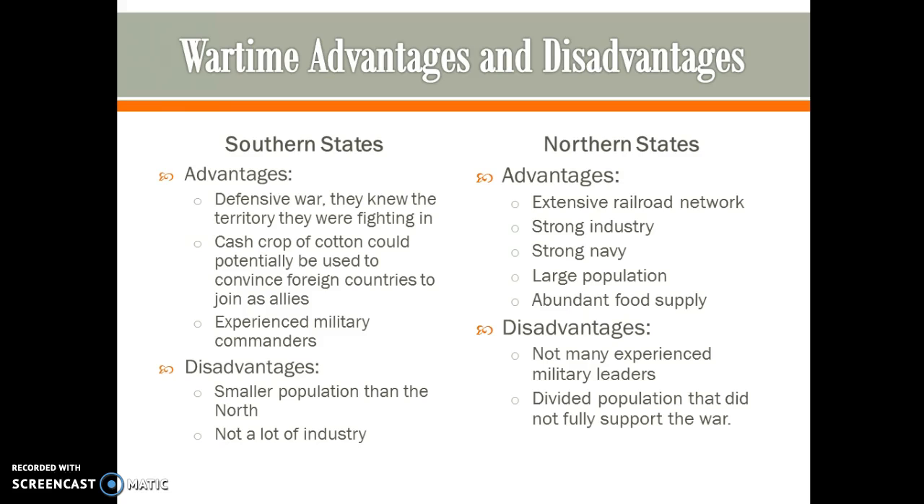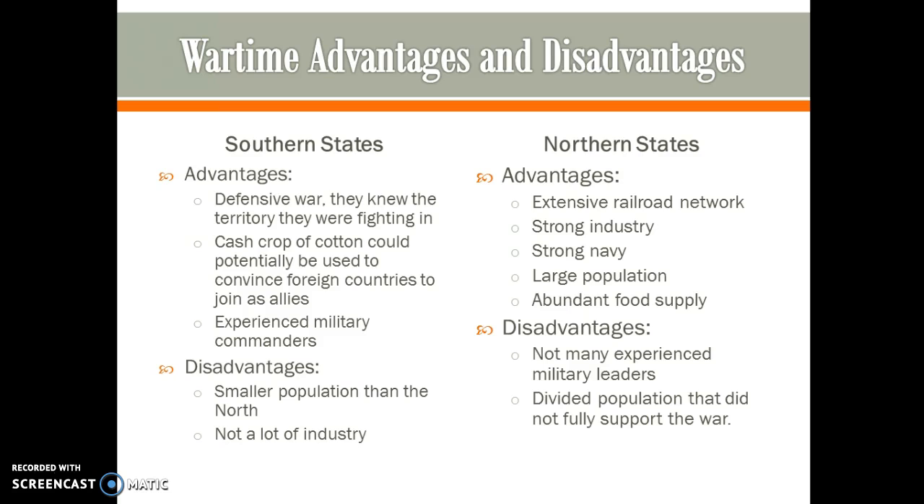The Southern states had the advantage of it being a defensive war. They knew the territory that they were fighting in. The cash crop of cotton could be used potentially to convince foreign allies, such as the British, to join them. They also had the most experienced military commanders. The disadvantages were that they had a smaller population than the North. They also didn't have a lot of industry, and it would be hard for them to provide the needed war materials for their soldiers.